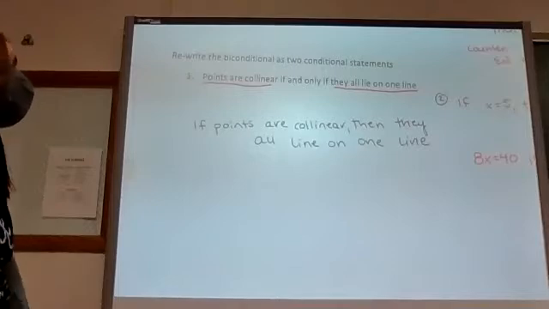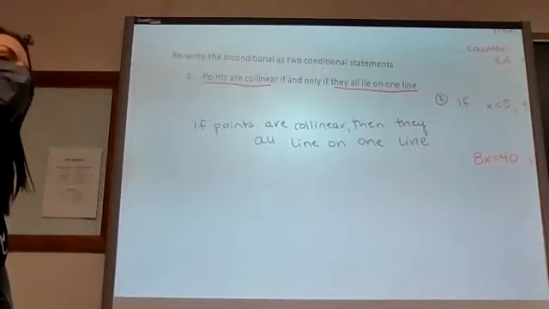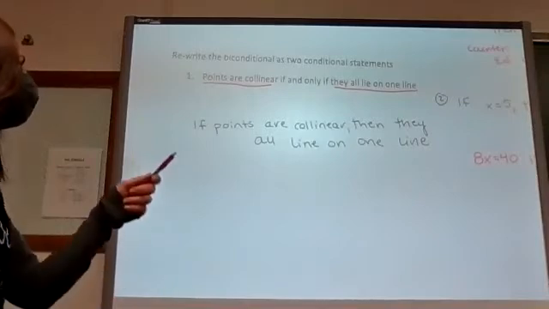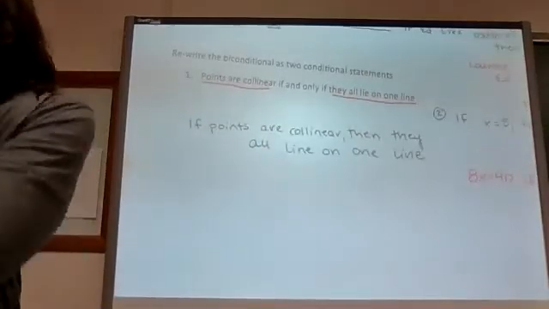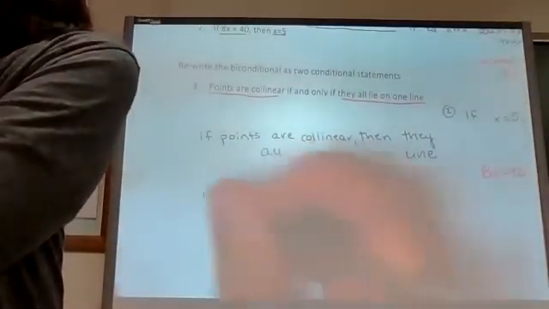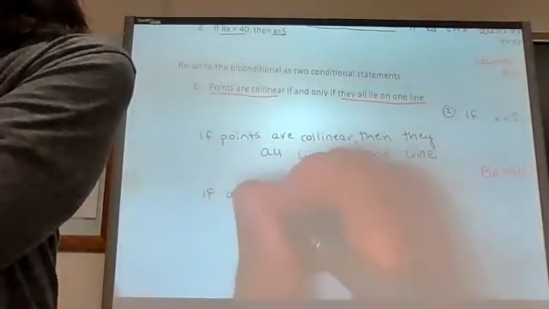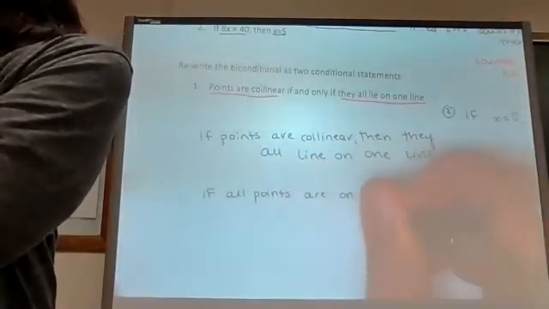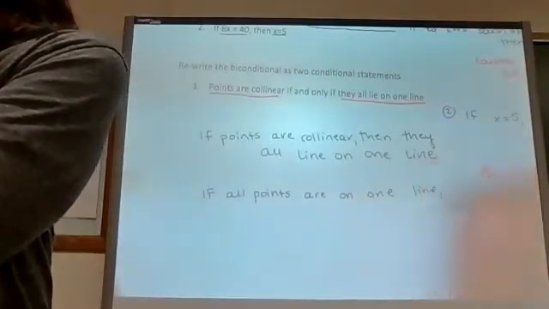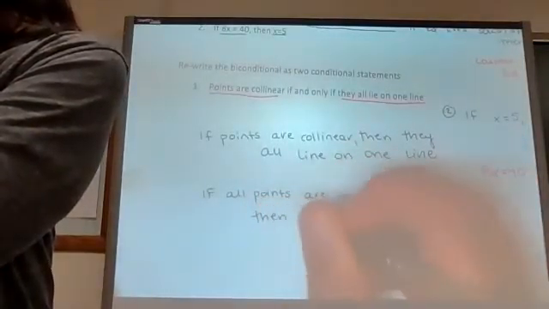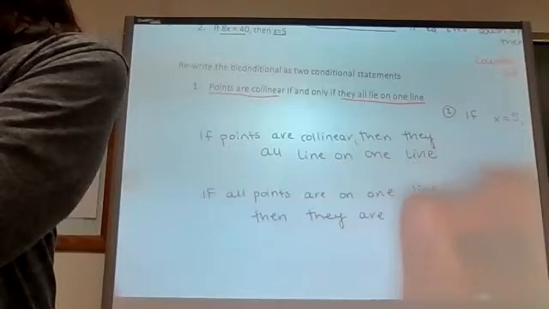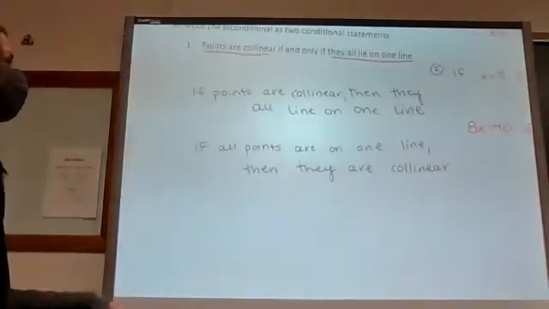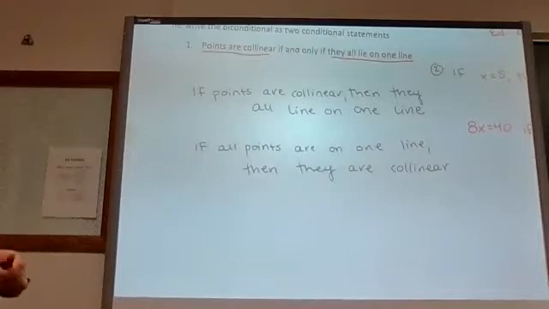And the other conditional statement would be, if all points are on one line, so I'm going to reword it a little bit to make it make sense, if all points are on one line, then they are collinear. Okay, so given a biconditional, I could write it as an if-then statement going either direction with it.